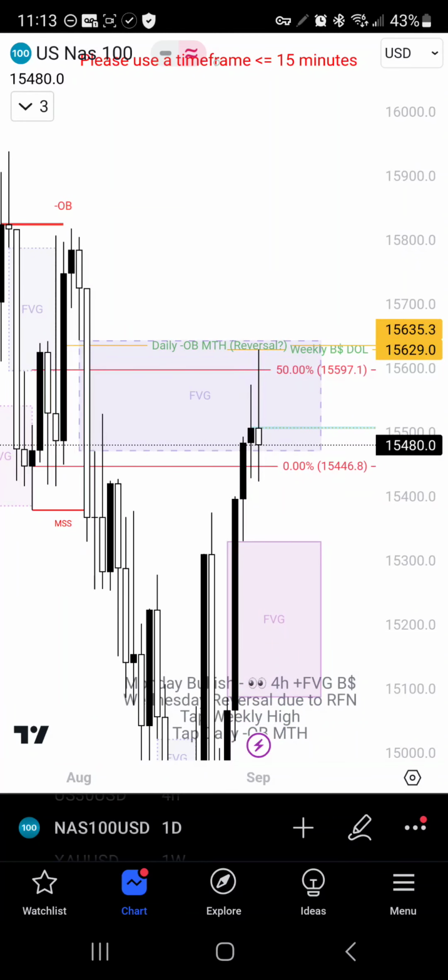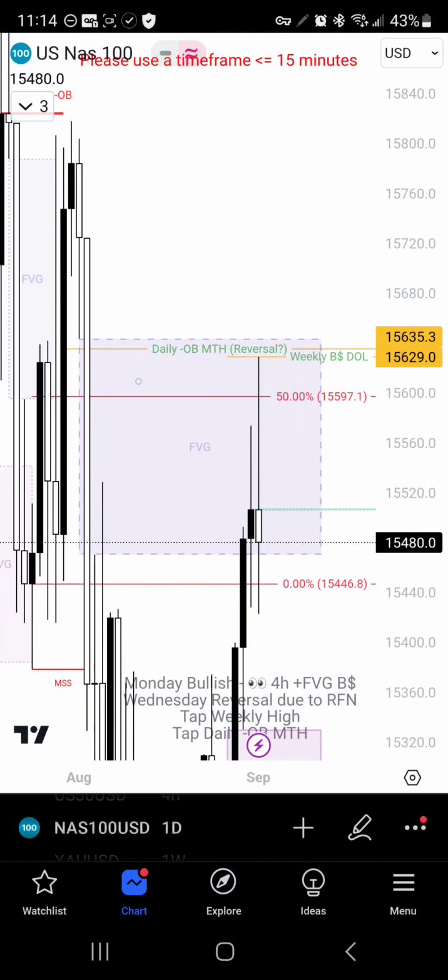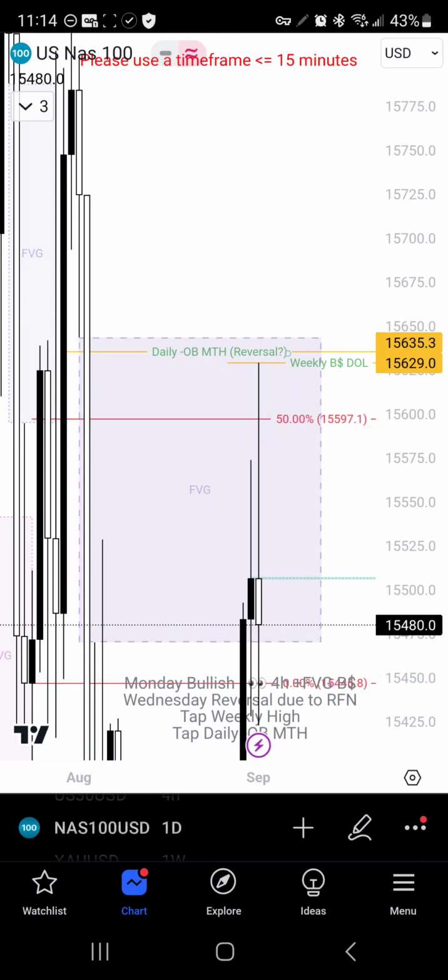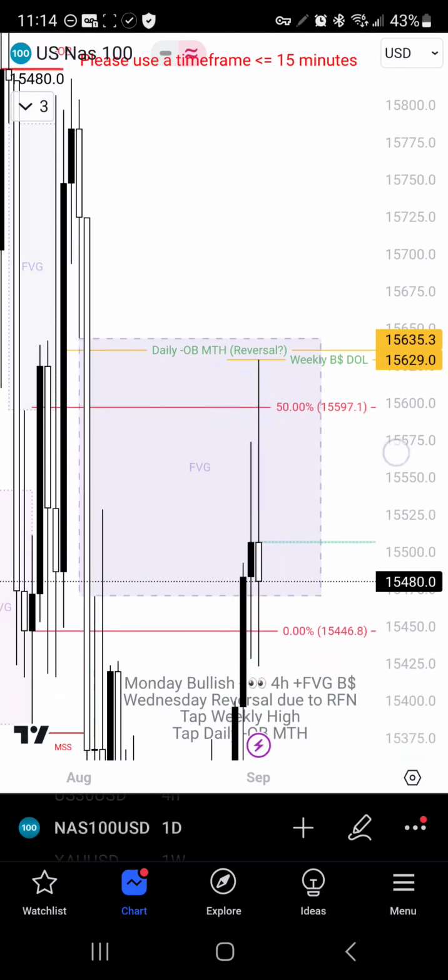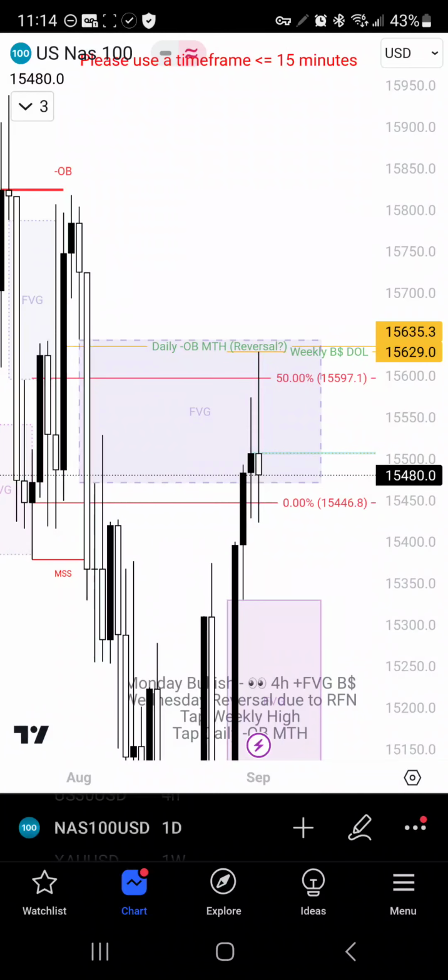When we look left, we have this bullish order block right here. Now we look at the mean threshold for that daily order block. That's what I have here. We're also inside of a daily FVG. So my thoughts are we could see price trade up into here and then reverse, because we don't have red folder news until Wednesday.